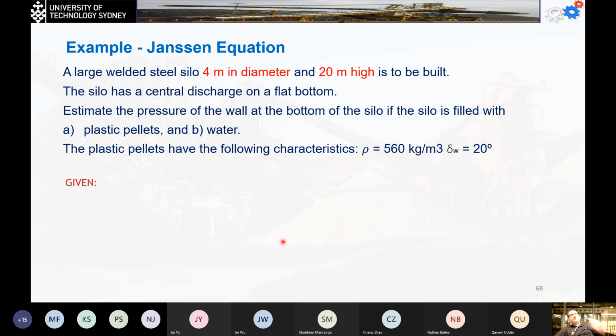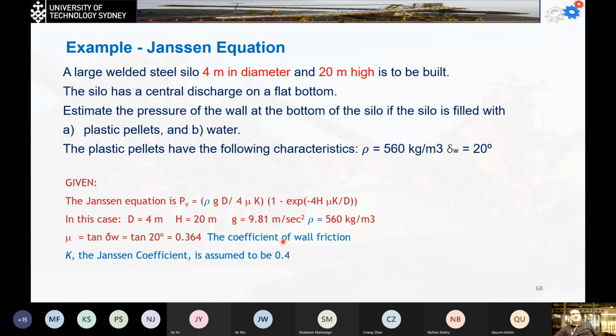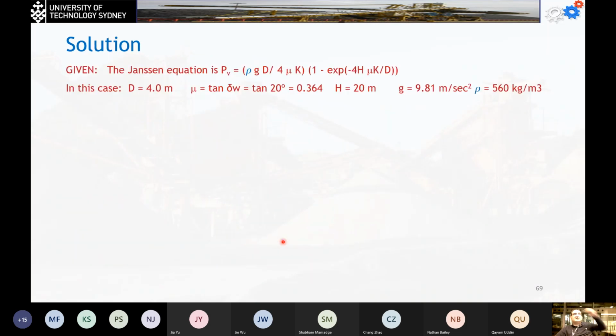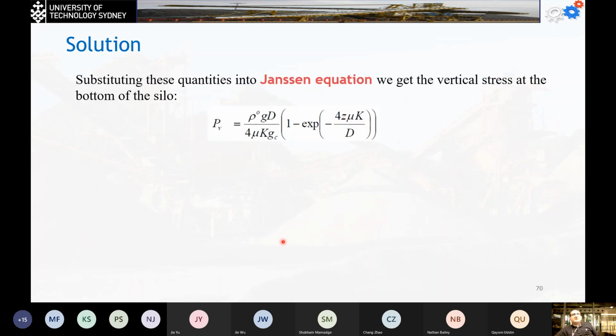So we have been given from here the diameter, the height, the g is constant, the density is given, delta W is given, so we can find the mu, and the K is a constant of 0.4, and we can apply all these parameters to the Jensen equation, and we can find the pressure. So we start once again, the mu is going to be 10 over 20, which is delta W, and then we can substitute everything in this equation.